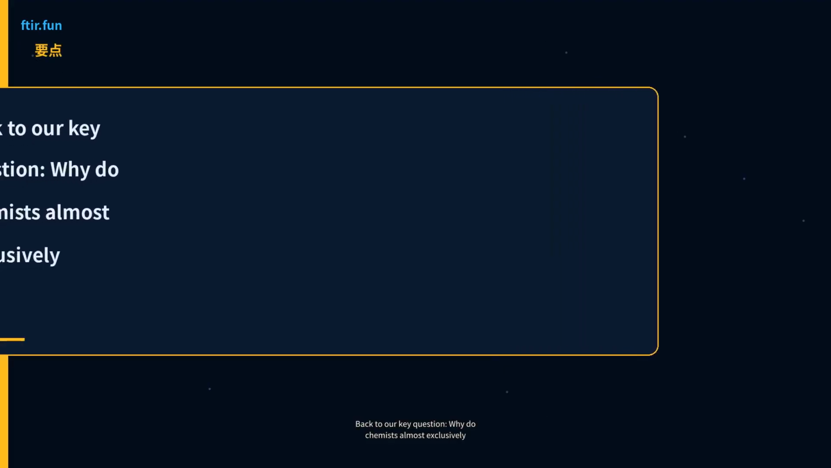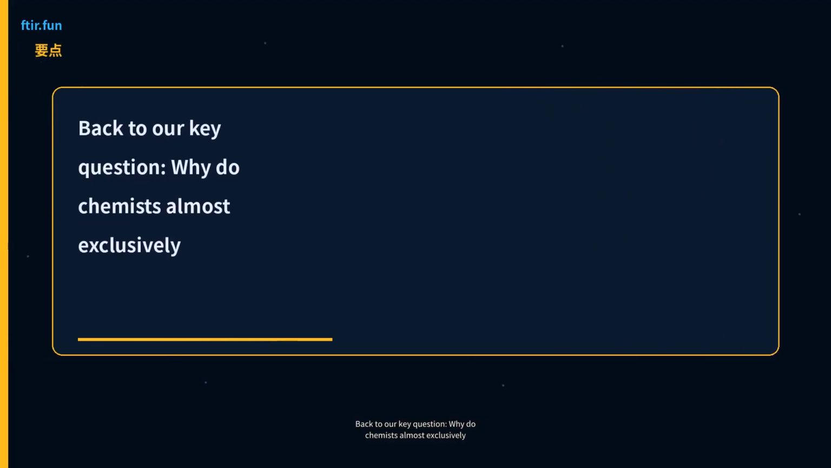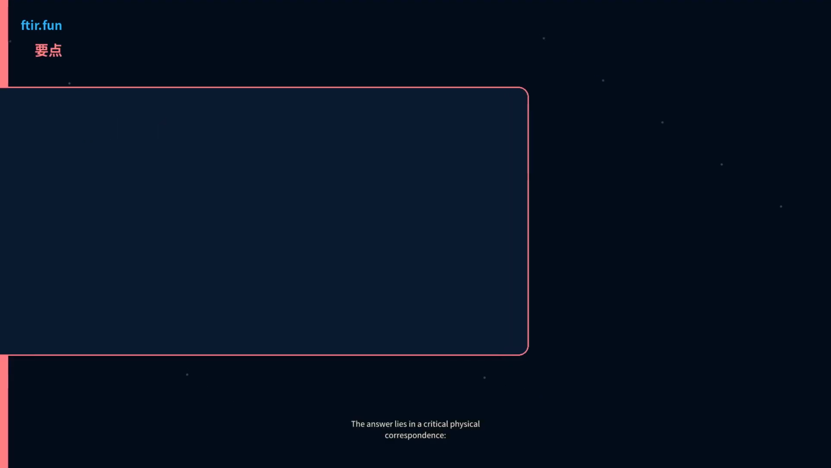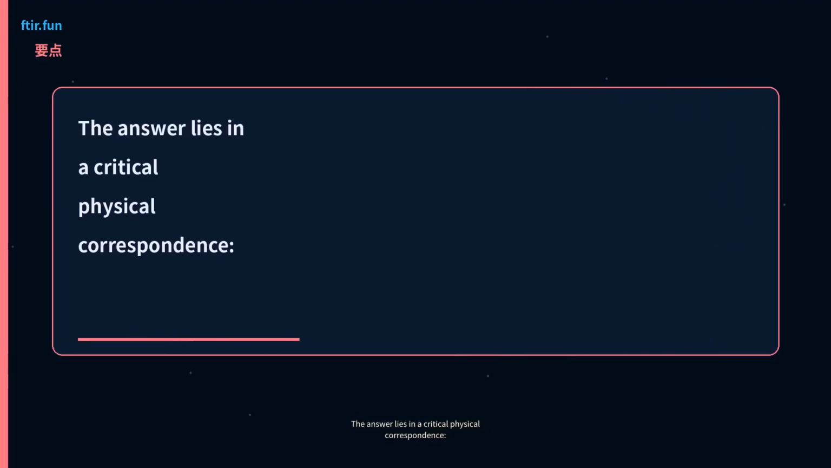Next, why is mid-infrared, 2.5 to 25 micrometers, the main battlefield for molecular analysis? Back to our key question: why do chemists almost exclusively use mid-infrared? The answer lies in a critical physical correspondence.